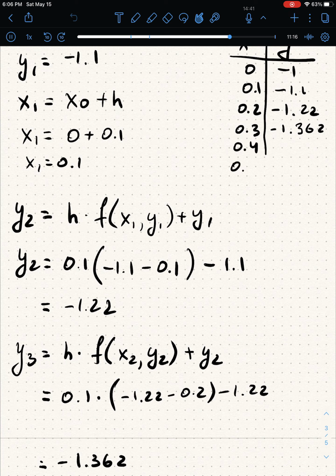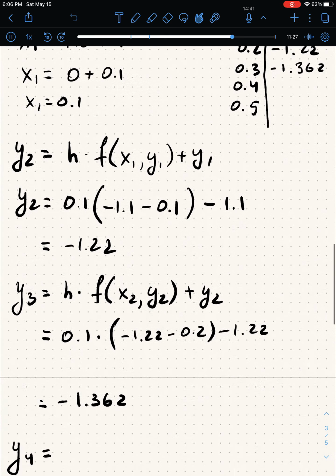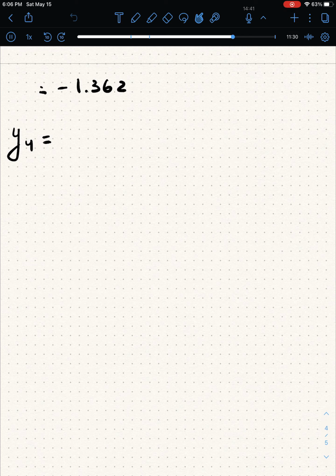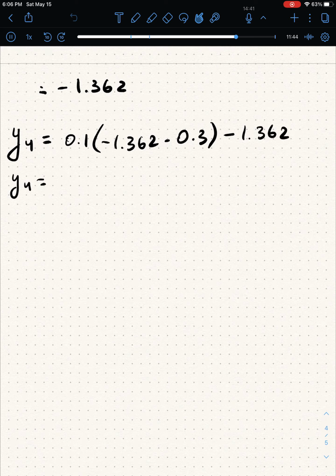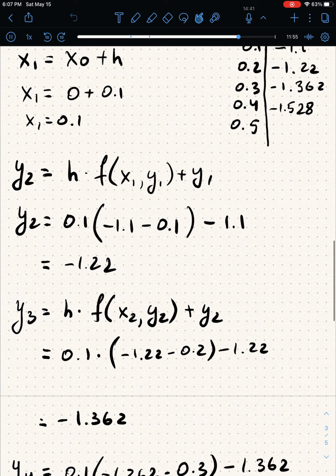Now we're two steps away from calculating our value of y at x equal 0.5. Let's continue. I continue doing the same thing. I just plug in our previous values of x and y to find our new value of y. So it would be still 0.1 times negative 1.362 minus 0.3 minus 1.362, and we get negative 1.5282.